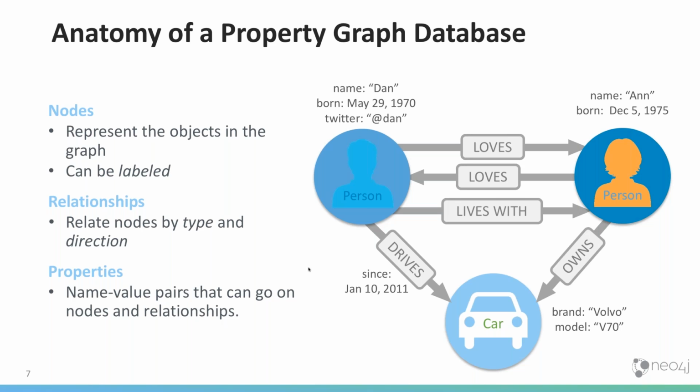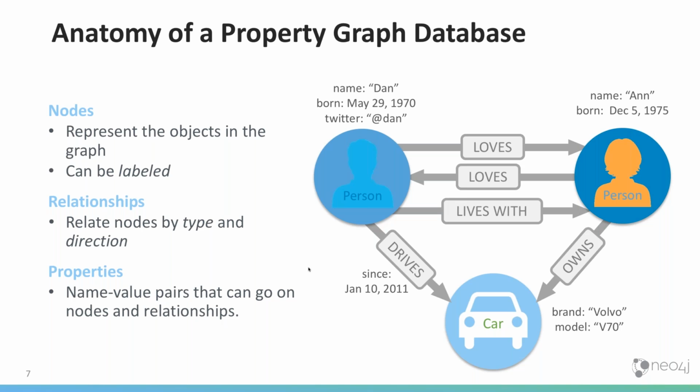And we have three nodes, and nodes can be labeled, so you can give them a label, a tag, so that you can work with them, make it easier to classify them. So here we have two types of nodes, two node labels. We have person nodes, two of them, and we have one car node.